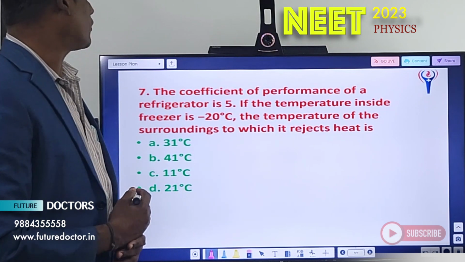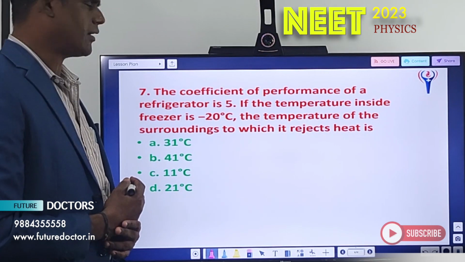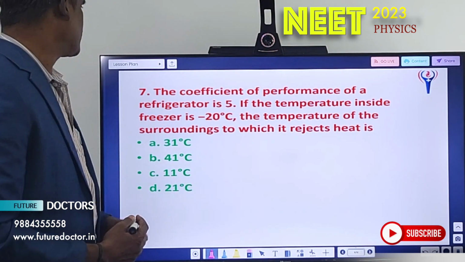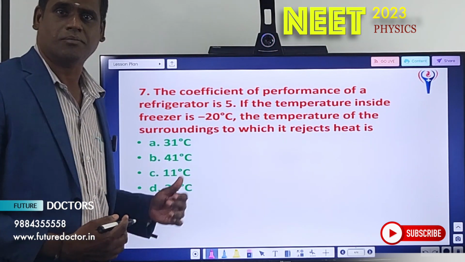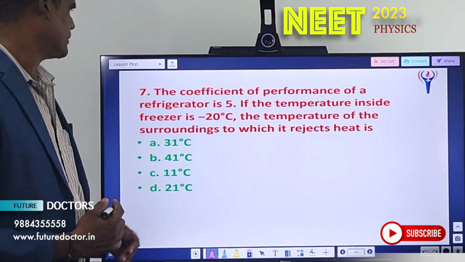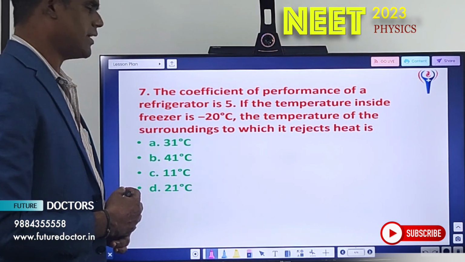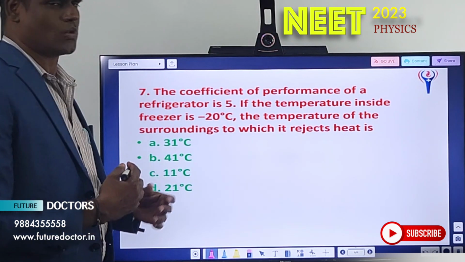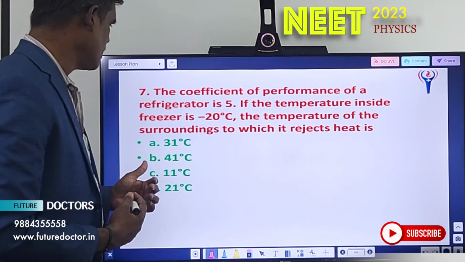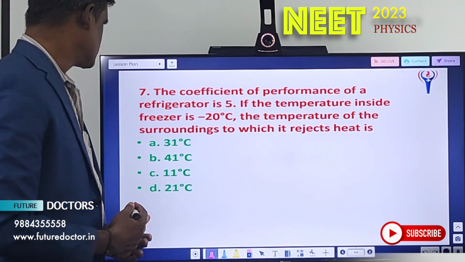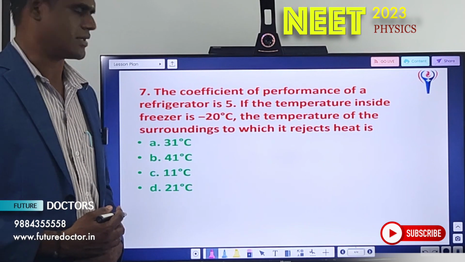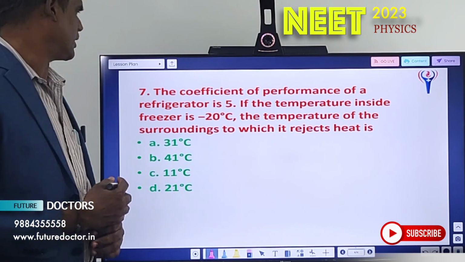The coefficient of performance of a refrigerator is 5. The temperature inside the freezer is minus 20 degrees Celsius. The temperature of the surroundings to which heat is rejected is dash. Option A 31 degrees Celsius. B option 41 degrees Celsius. C option 11 degrees Celsius. Last option 21 degrees Celsius.